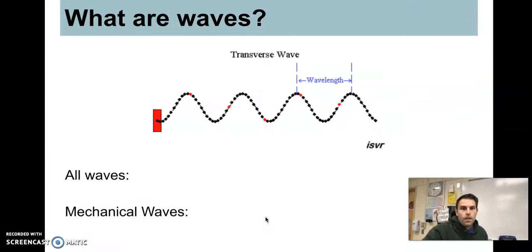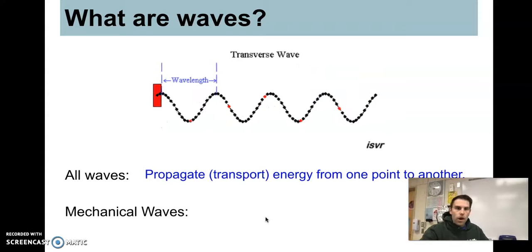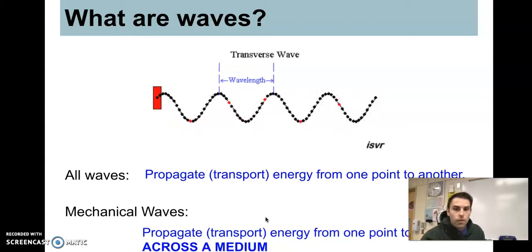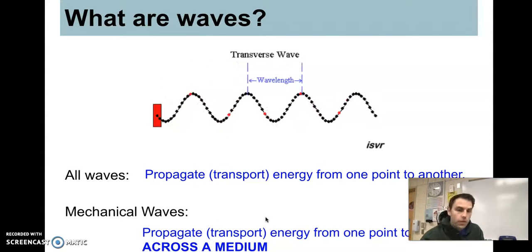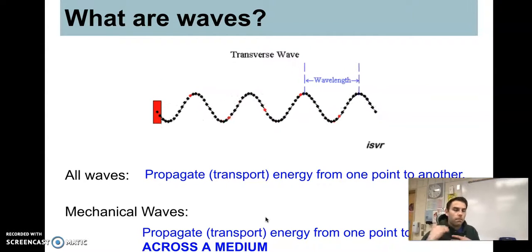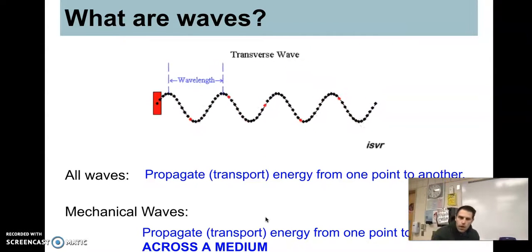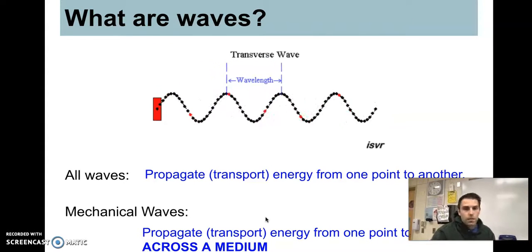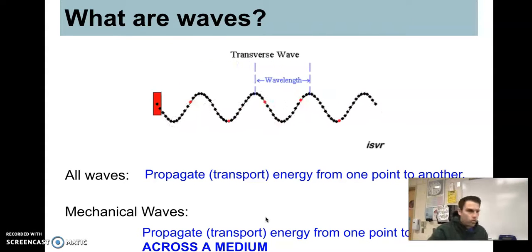All right. So like we said, all waves propagate energy from one point to another. Mechanical waves are going to transport energy from one point to another across a medium. So that's what makes a mechanical wave: most waves are mechanical waves, and that wave is traveling across a medium. Light would not be an example of a mechanical wave. It could travel through space where there's no medium.